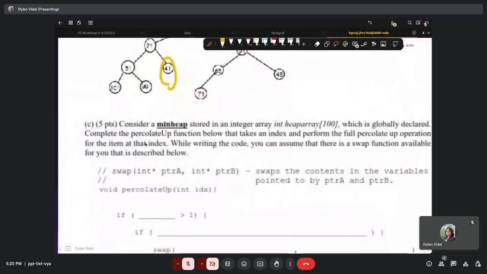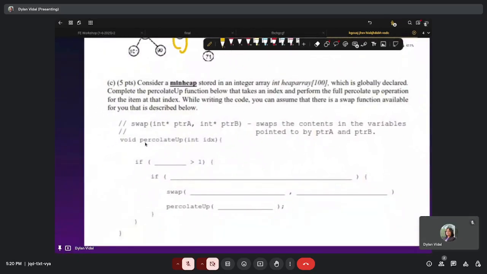And then let's look at this question right here. So what do we have here? Consider a min heap stored in an integer array, heap array of 100, which is globally declared. Complete the percolate up function below that takes an index and performs the full percolate up operation for the item at that index. While writing the code, you can assume there is a swap function available for you that is described below.